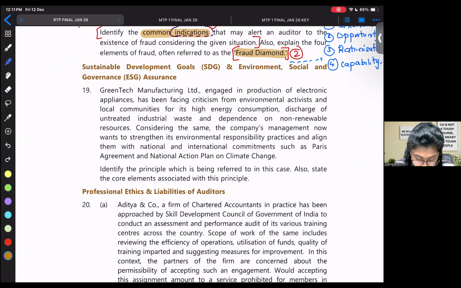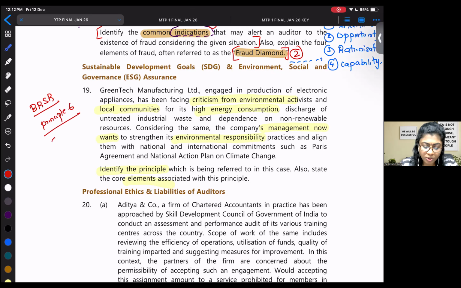Green Tech Manufacturing Limited, engaged in production of electronic appliances, have been facing criticism from the environmental activists, local communities for the high energy consumption, discharge of untreated industrial wastage, depending upon the non-renewable resources. Considering the same, company's management now wants to strengthen the environmental responsibility. Identify the principle. Also state that principle. Explain. This is relating to BRSR. BRSR totally, there are 9 principles. In that, which principle are they asking? That's right. Principle number 6. You have to just explain it.